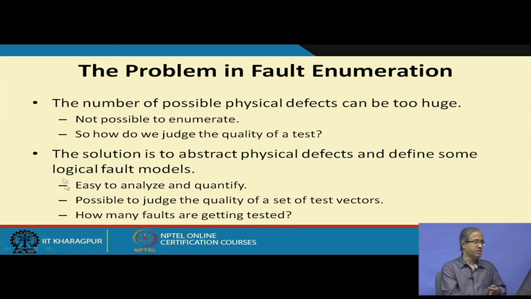So, what we normally do is we abstract these physical defects in some way and define something called a logical fault model, which is some kind of an abstraction which is much simpler to understand and analyze. Simpler to analyze means here you can count how many faults are possible in terms of this fault model. Then you can tell that, well, I have a test, in that test 90% of these faults are getting detected. This is possible here. Okay? You can judge the quality of a set of test vectors. You can actually count that for a given set of test vectors, how many of these faults are getting tested. Okay?